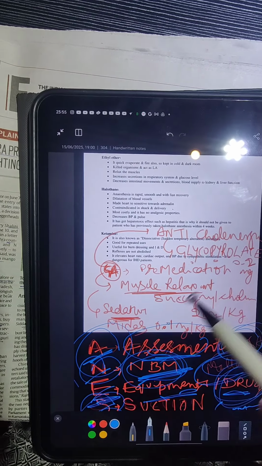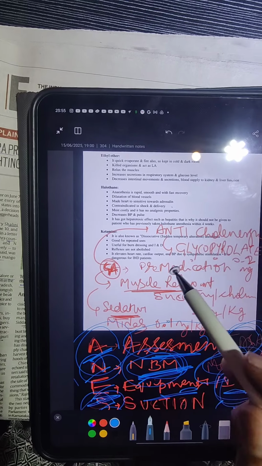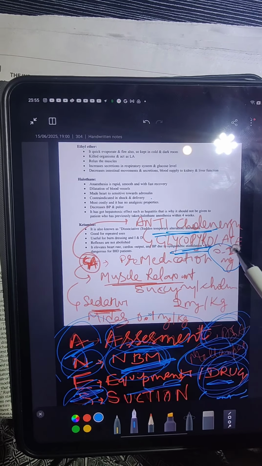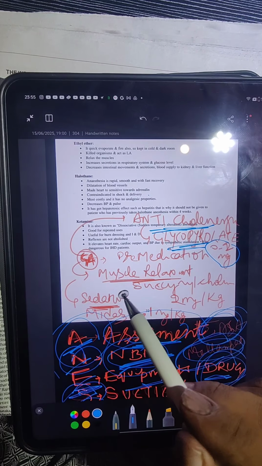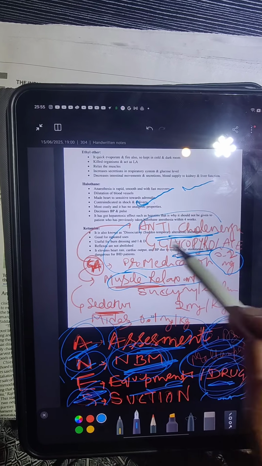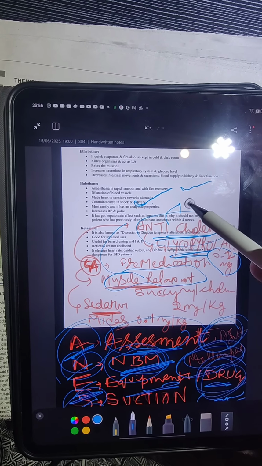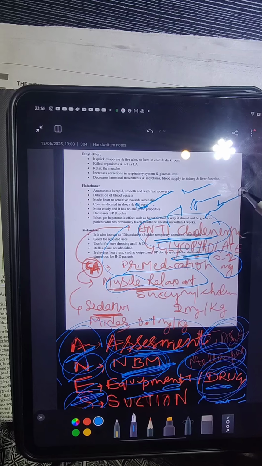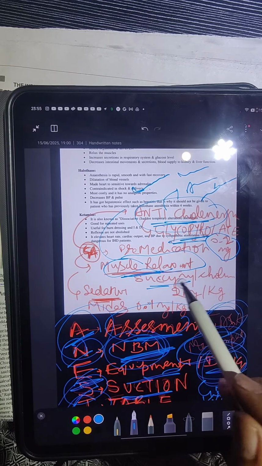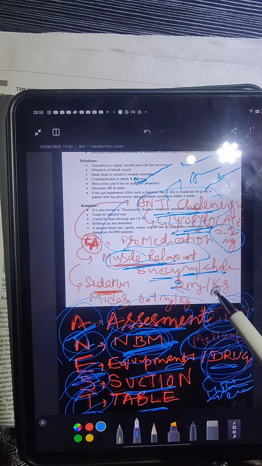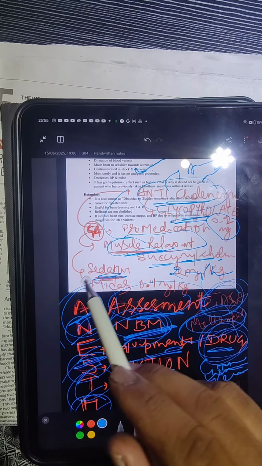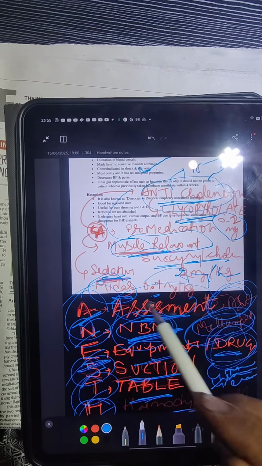Pre-medication required before general anesthesia is an anticholinergic drug, that is glycopyrrolate 0.2 mg. Second pre-medication drug is a muscle relaxant, that is helpful in intubation, and the anticholinergic drug will prevent aspiration, means deprive the secretion. As muscle relaxant, succinylcholine will be used, that is 2 mg per kg body weight. For sedative we use midazolam 0.1 mg per kg.